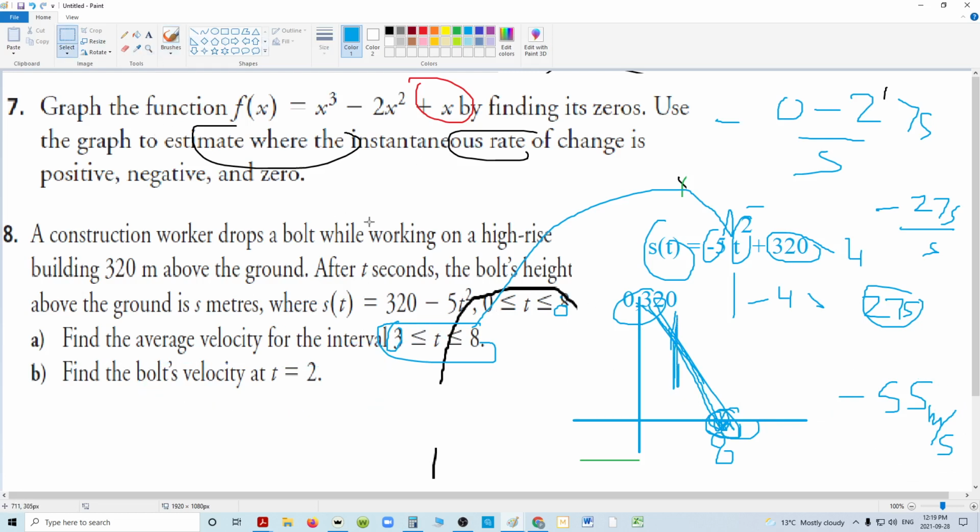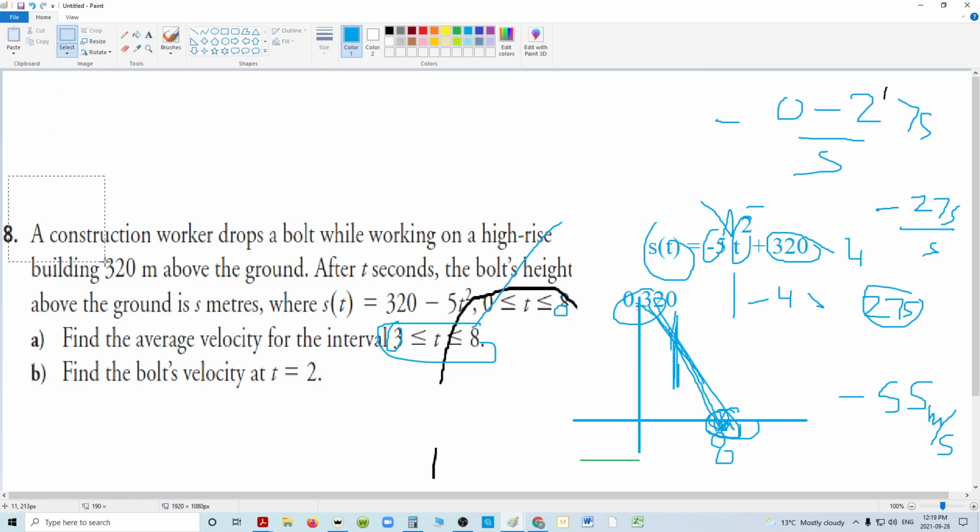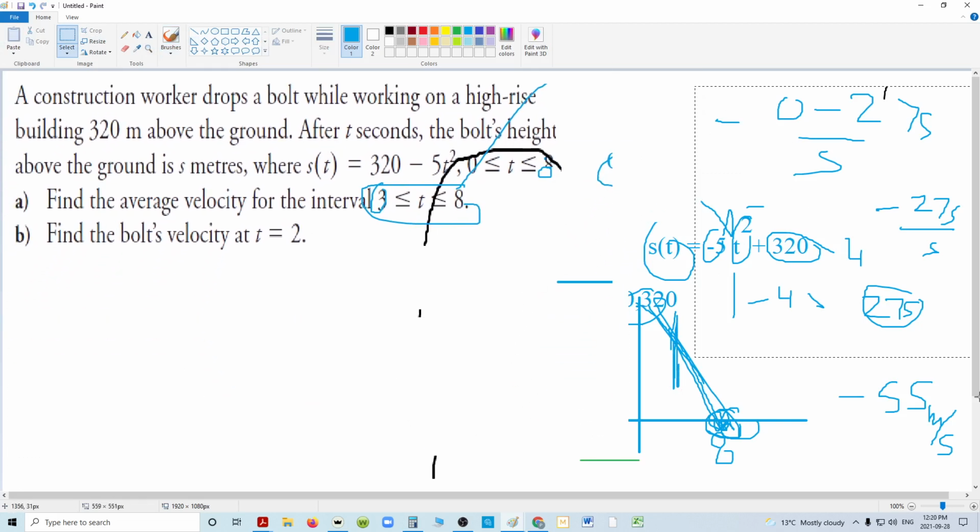Okay. I'm going to get rid of all this. I'm going to do this. All right, here's the formula.